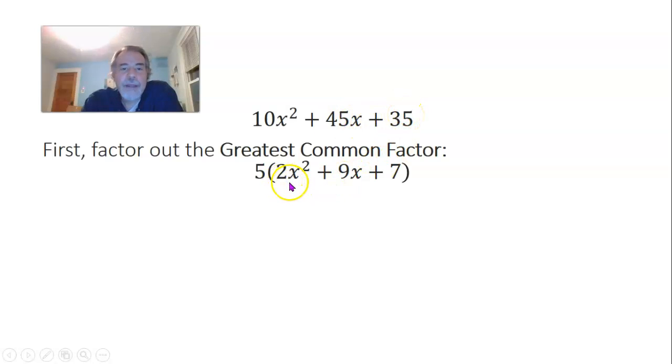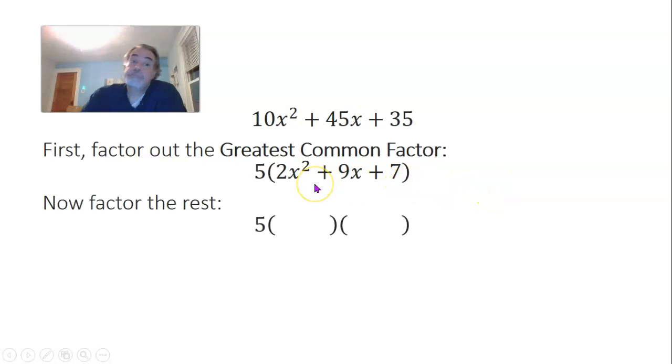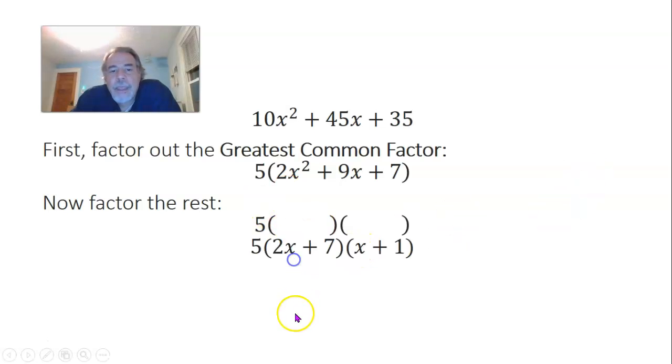Now, let's see if we can factor the 2x squared plus 9x plus 7. And to do that, you can use either one of the methods we talked about. You can use the kind of trial and error, figure it out method from the last section, or you can use the AC grouping method from this section. However you do it, you should come up with 2x plus 7 times x plus 1.